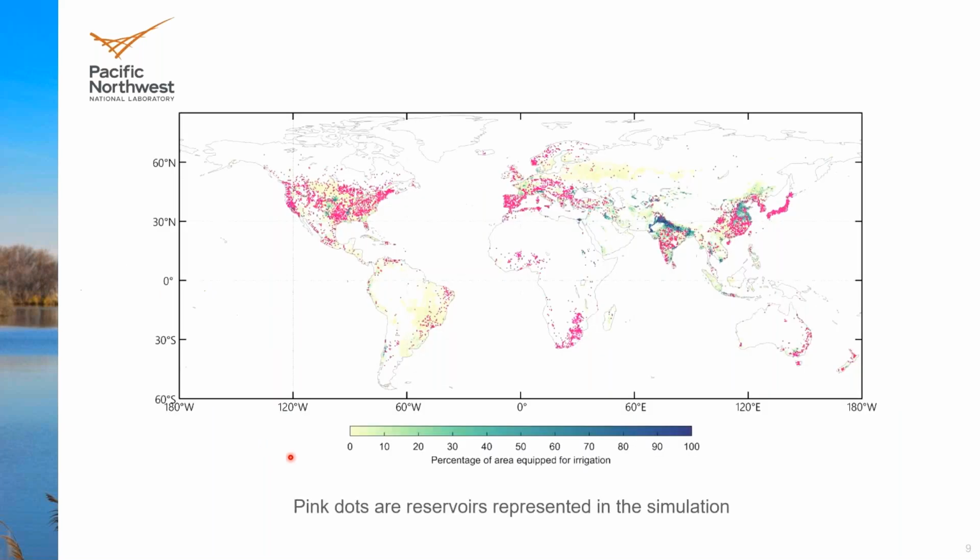This is the domain of our simulation. It's a global domain, and the climate forcing for ELM is a 30-year climate forcing from 1975 to 2004 at SE30 grid resolution. And for the MOSART-WM, it's a 0.5 degree resolution. The pink dots here are the reservoirs and dams simulated in the water management model, and the colors show the percentage of the area equipped for irrigation.